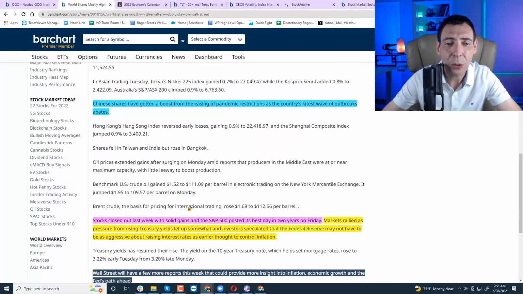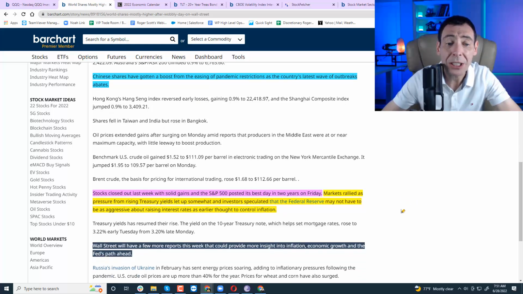Stocks closed out last week with solid gains, and the S&P posted its best day in 2 years on Friday. Yes, its best day in 2 years on Friday, but rallies in a bear market can be very big. So again, let's not jump to a bull market just yet, and be very defensive. Markets rallied as pressure from rising treasury yields let up somewhat, and investors speculated that the Fed may not have to be as aggressive in raising interest rates as earlier thought to control inflation.